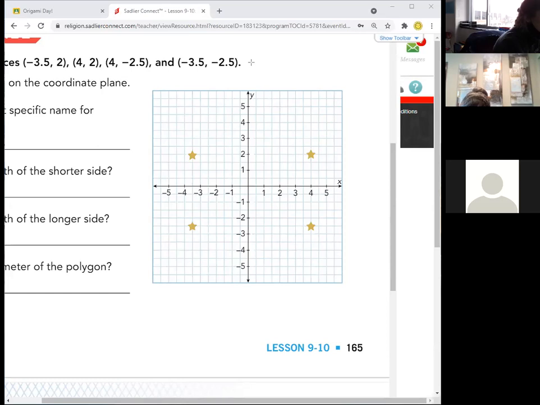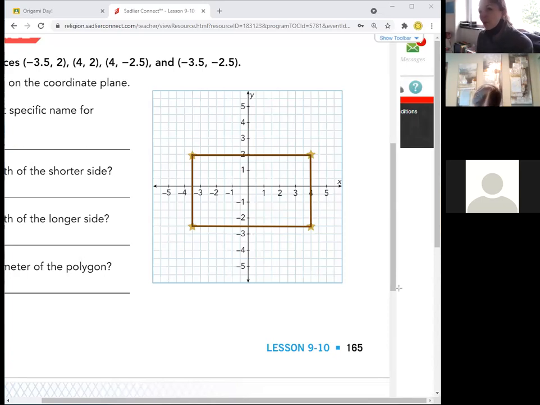Connect those dots for me. And what is a name that you could give this polygon? What's one name you could give it? Okay. Some people are saying rectangle. I'm glad we don't have to go over that. If you said quadrilateral, would you be wrong? No. What's the definition of a quadrilateral?